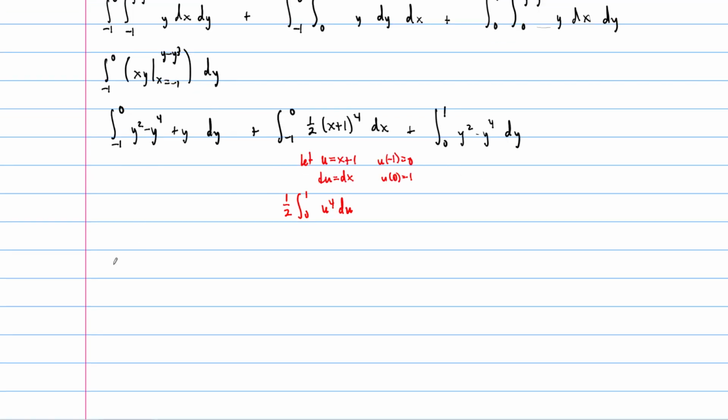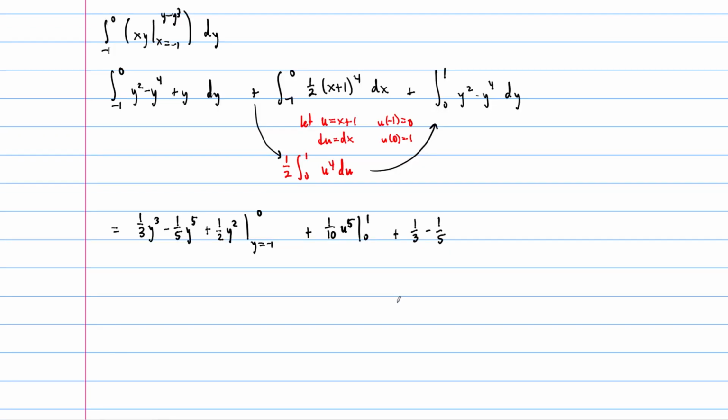So this one's going to be, we can write it all out here. Just go in order again. We're just going to go to this and then over to here. But this one's going to be 1/3 y cubed minus 1/5 y to the 5th plus 1/2 y squared. Y is going from -1 to 0. This one's going to be plus 1/10 u to the 5th, 0 to 1. And then this one's going to be plus 1/3 minus 1/5. That's it, right? 1 to 0. This one's just 1/10. So we don't need to plug in the 1 to 0, we're done there. These ones we have to plug in because it's going to be a 0 and a -1.